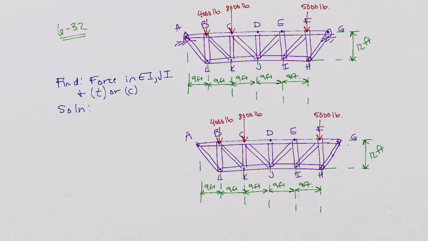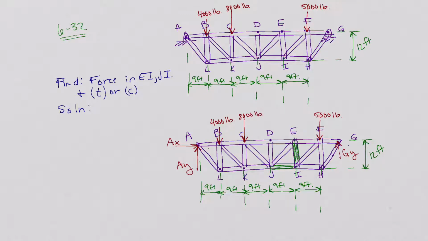And basically, I removed that pin at A. So at A, I'm going to have AX and AY. And then the roller at G is going to give me a GY. So the first thing, let me circle which ones we're interested in. We're interested in EI, so that's this member here, and JI, which is this member here. Those are the two that we want to know.